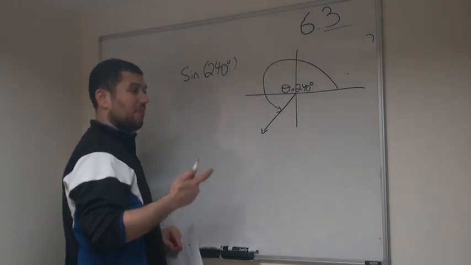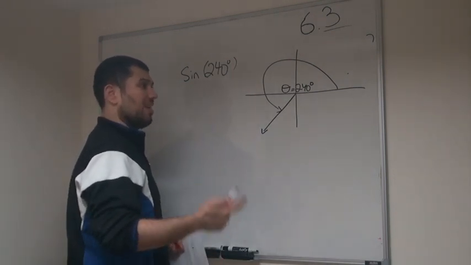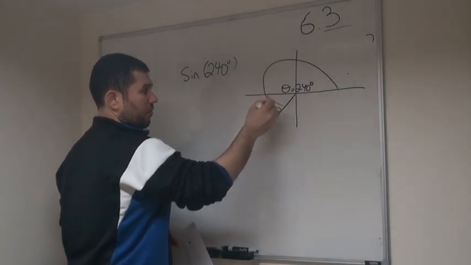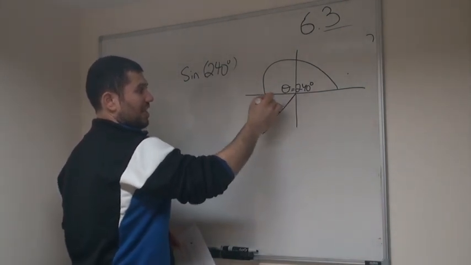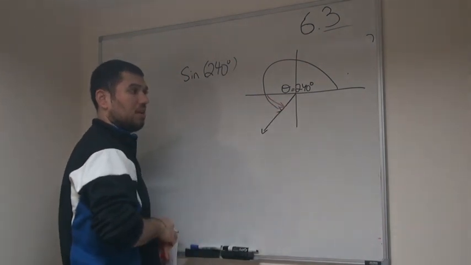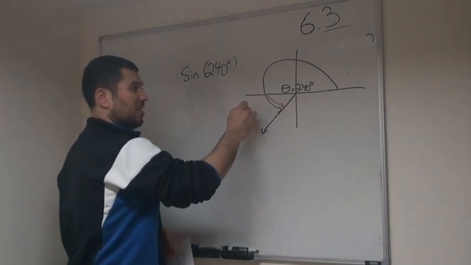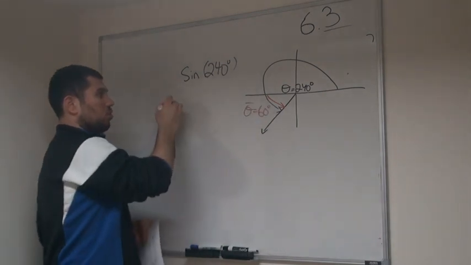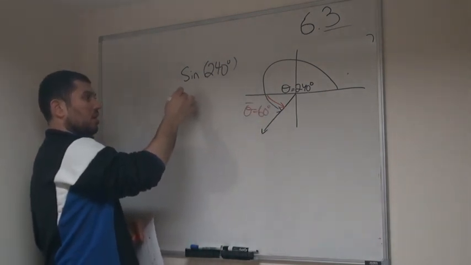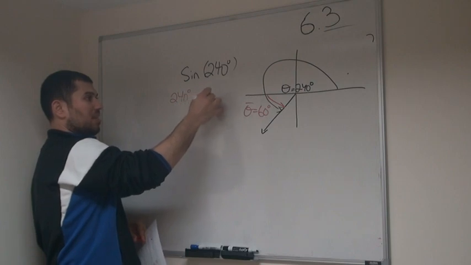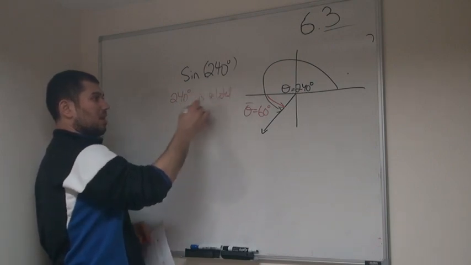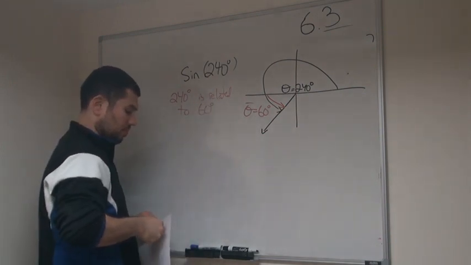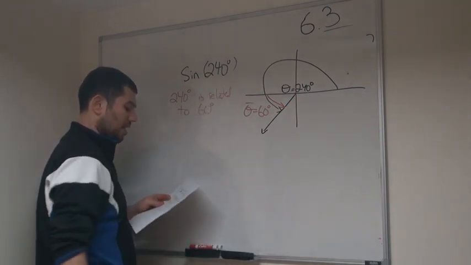Well, I need to find 240 degrees' relative. So I'm going to find the reference angle formed by the terminal side and the x-axis. That's this piece right here. That piece, theta bar, happens to be 60 degrees. So 240 degrees is related to 60 degrees somehow. Now let's see if we can work out the relationship.